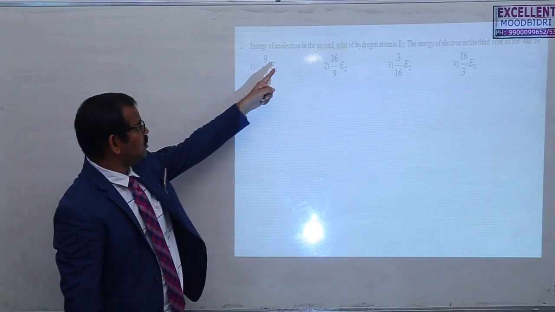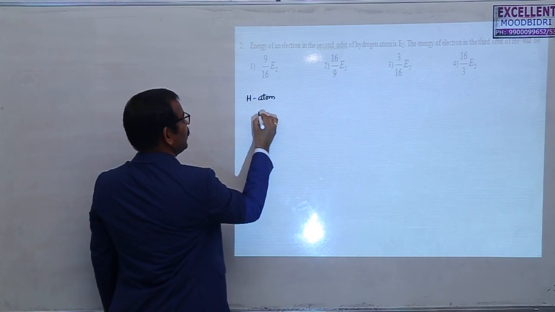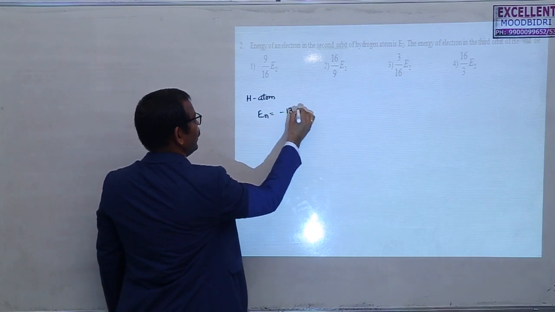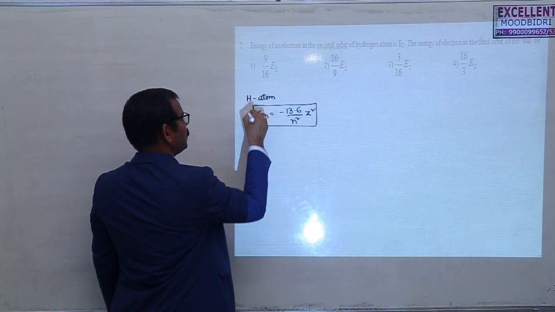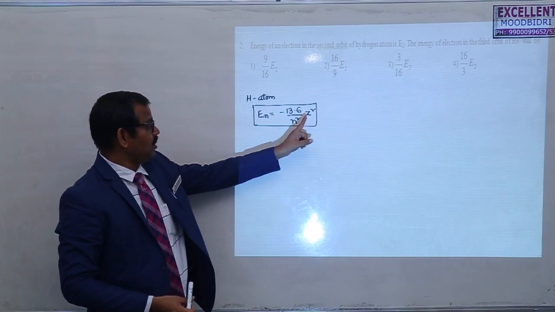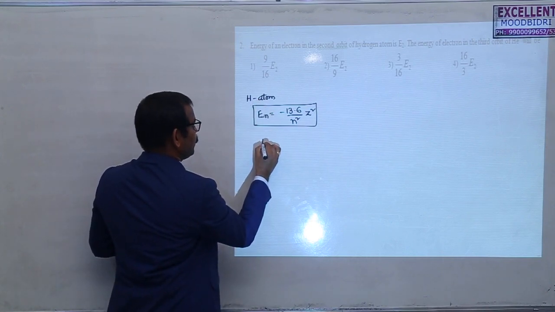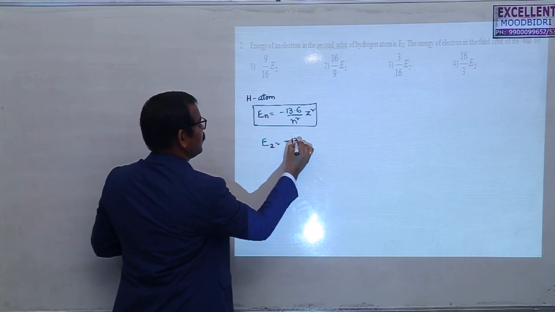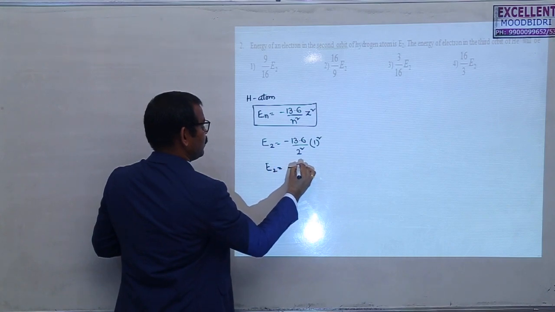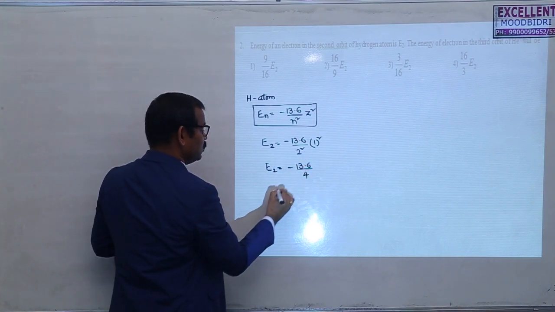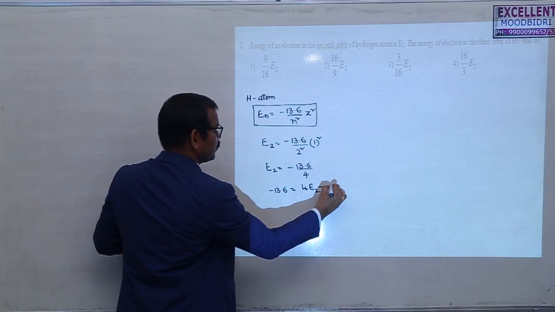Second one, energy of electron in the second orbit of hydrogen atom. The energy in the nth orbit is given by minus 13.6 by n square into Z square. This is the energy in any orbit for any element having only one electron, which is the limitation of Bohr's model. For the H atom, the energy in the second orbit is minus 13.6 by 2 square into 1 square. So E2 is minus 13.6 by 4. So minus 13.6 can be written as 4E2. Let me take this as equation 1.